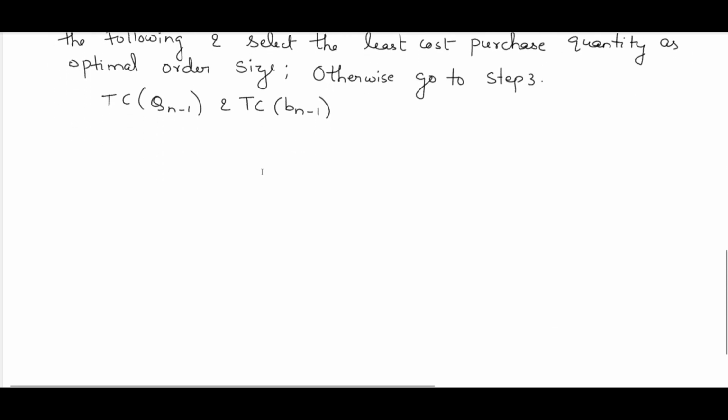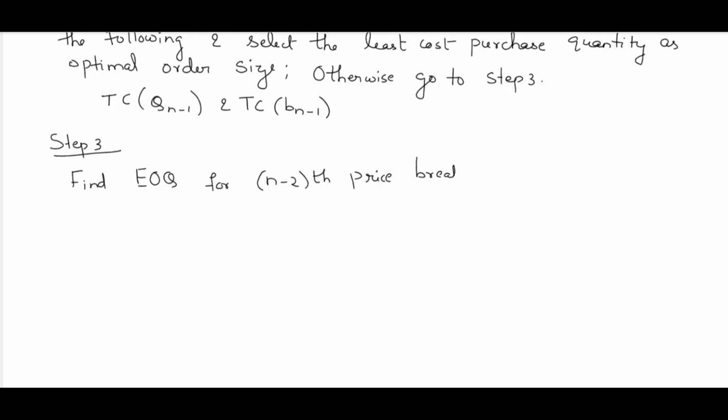Then your step 3. Find EOQ for the n minus 2 price break. That is Q star n minus 2 is equal to the square root of twice C0 into demand by I into P n minus 2.